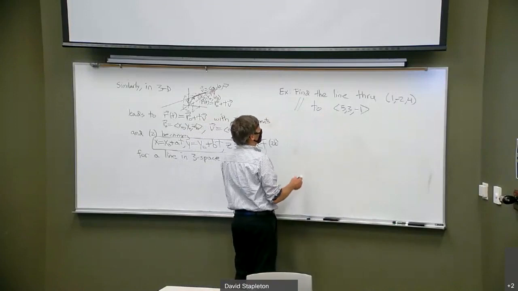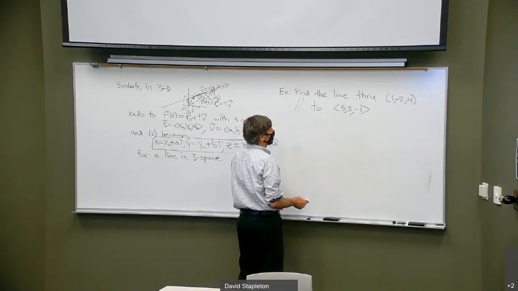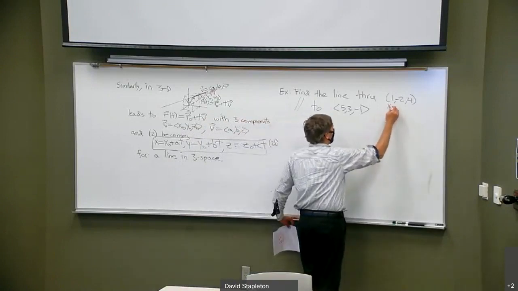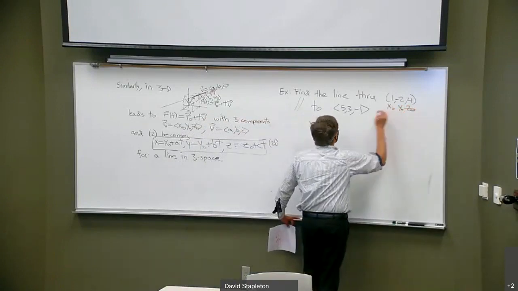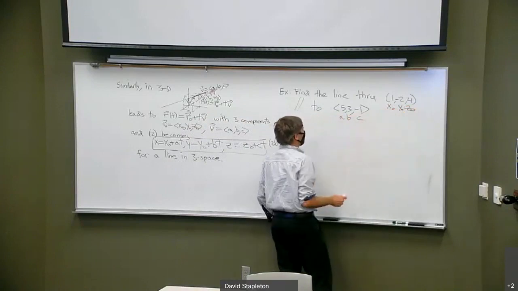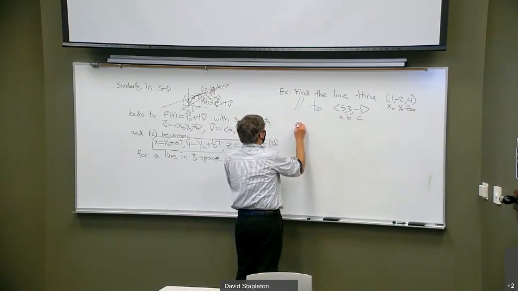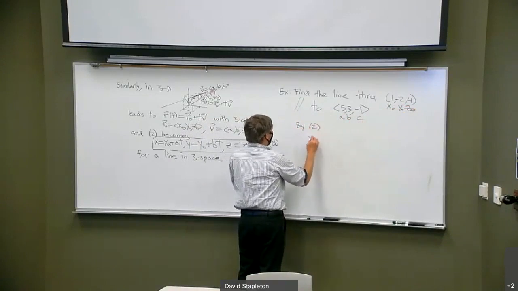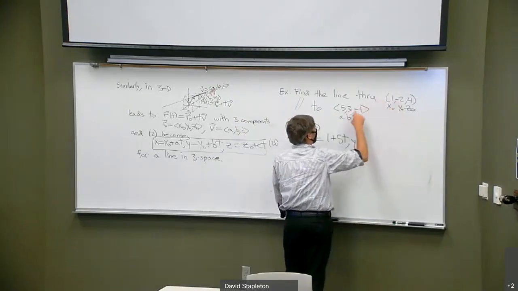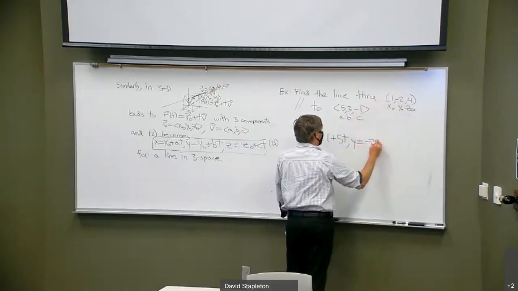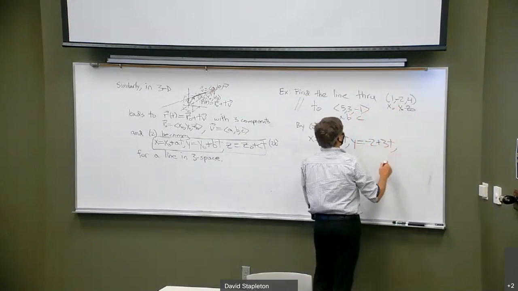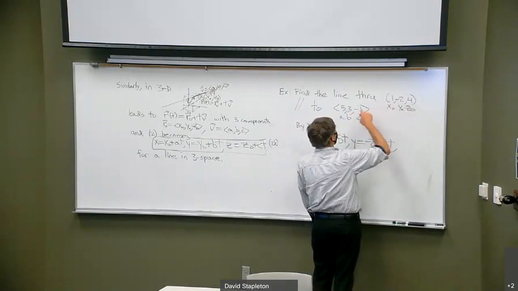So find a line through this point parallel to that. And it's easy as can be. You just say this is the point, x0, y0, z0. This is a, b, c, and you just plug them into 1 or 2. If I say parametric equations, by equations 2, then x equals x0 plus at, which is 1 plus..., y equals y0 plus bt, which is minus 2 plus 3t. And then z0 plus ct is 4 minus t.